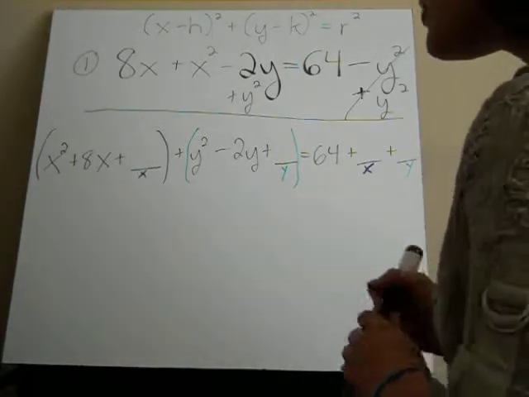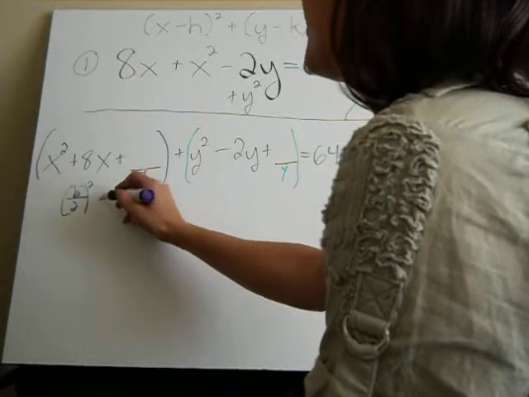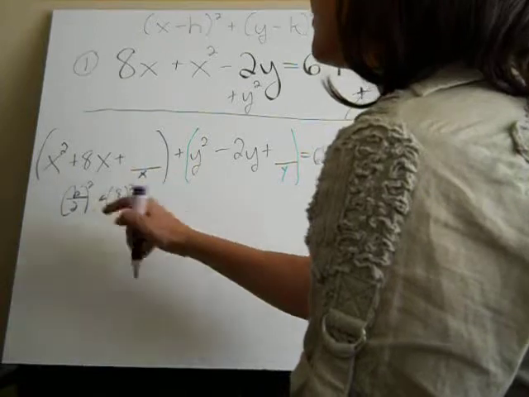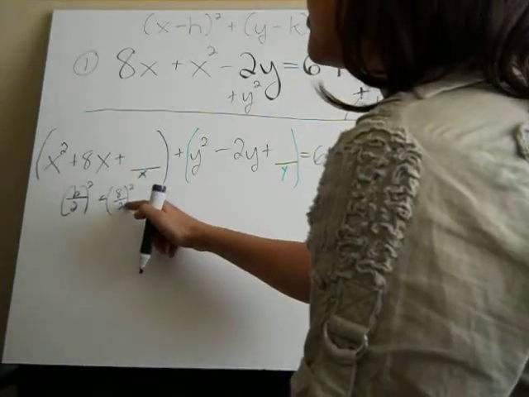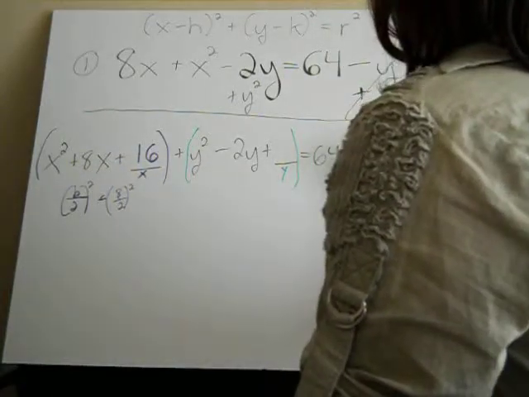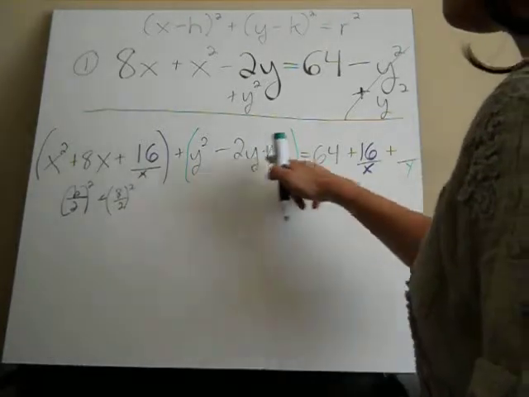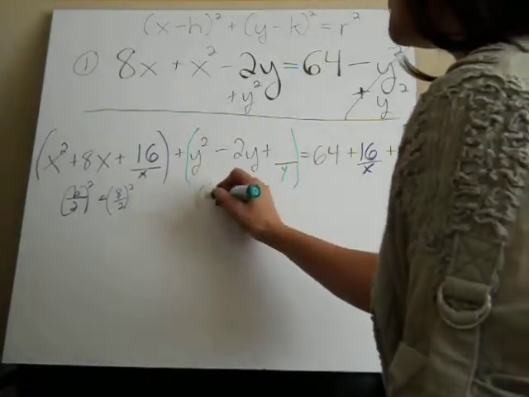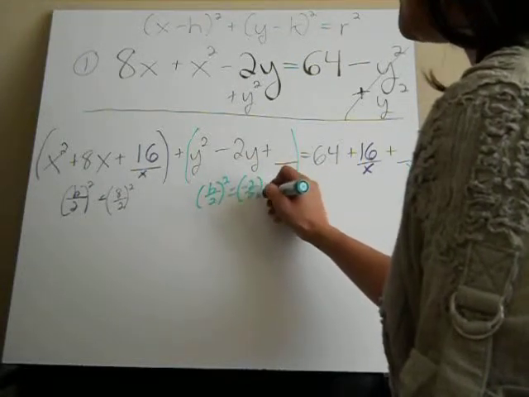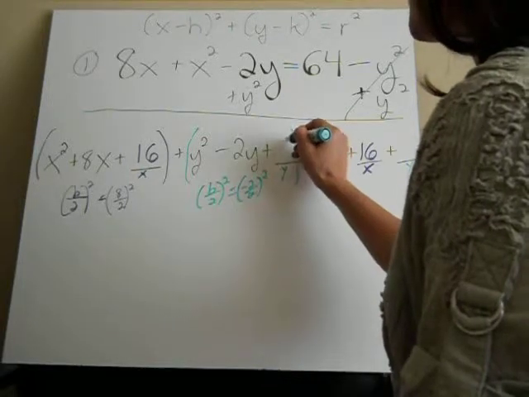Now how did we complete the square? It was (b divided by 2) squared. So in this case, that's 8 divided by 2, squared, because remember that's b. 8 divided by 2 is 4. 4 squared is 16. We're going to do the same thing for our y's. It's (b divided by 2) squared to complete the square. So negative 2 divided by 2 is negative 1, and a negative number squared is always positive.